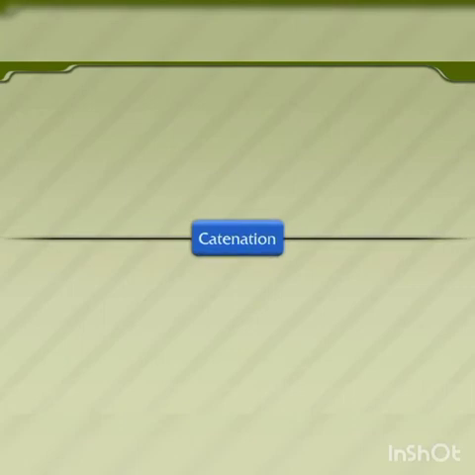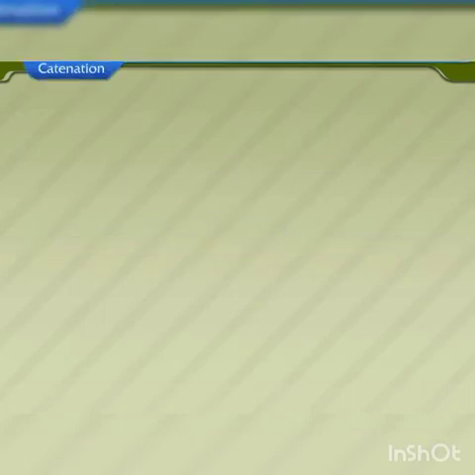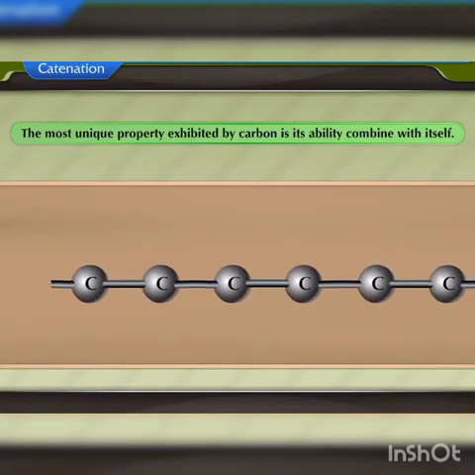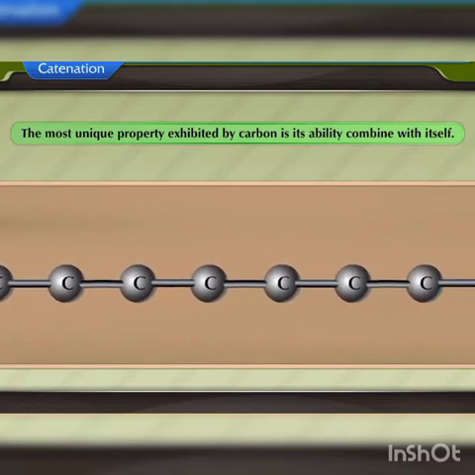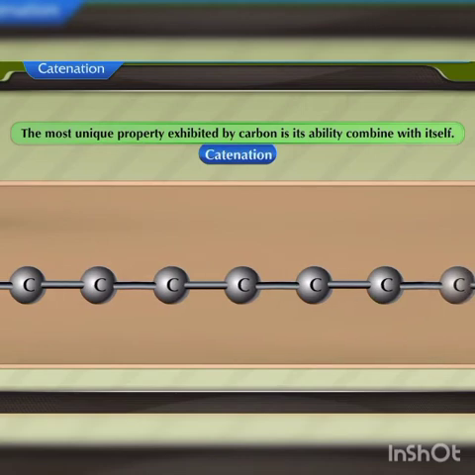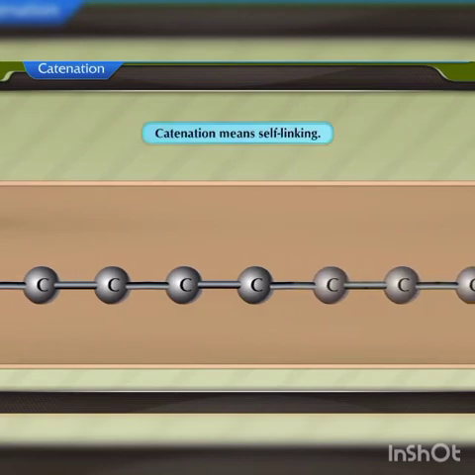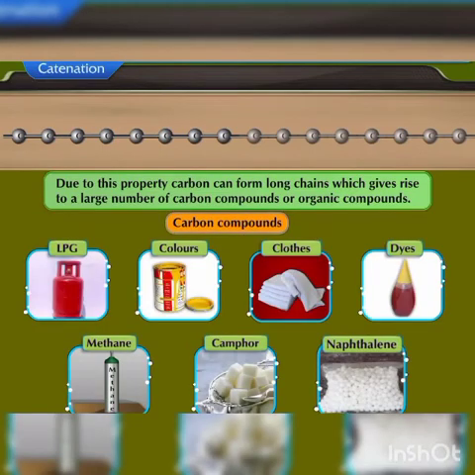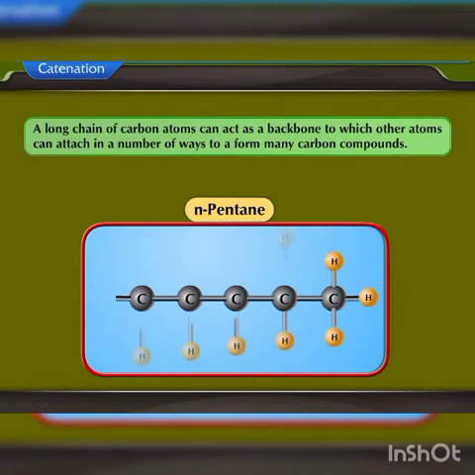Catenation. The most unique property exhibited by carbon is its ability to combine with itself. This property is called catenation. Catenation means self-linking. Due to this property, carbon can form long chains which gives rise to a large number of carbon compounds or organic compounds. A long chain of carbon atoms can act as a backbone to which other atoms can attach in a number of ways to form many carbon compounds.